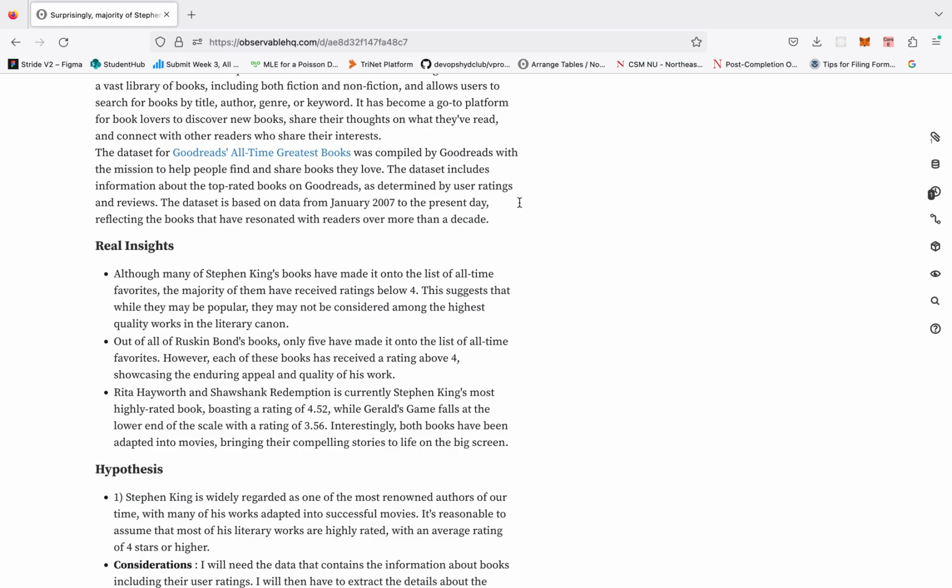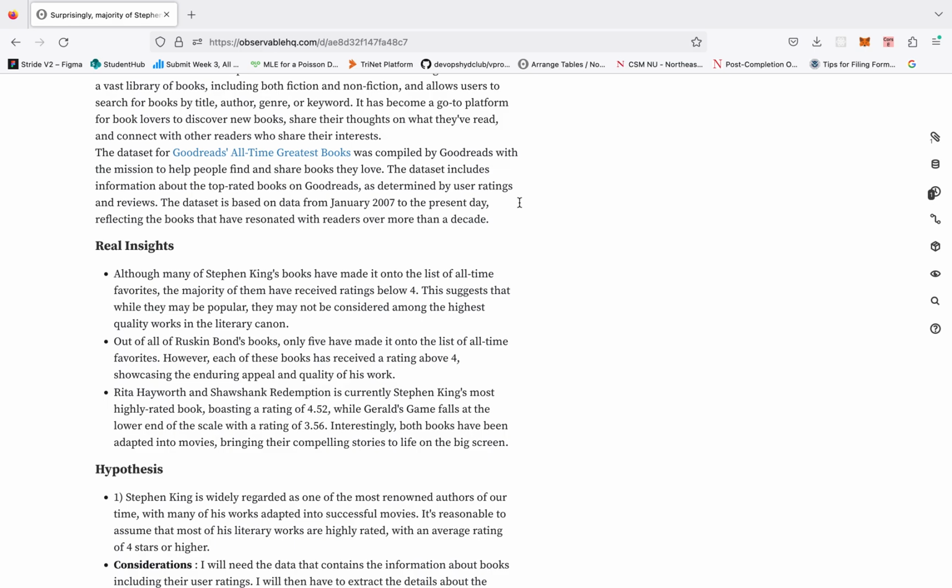So my first real insight was that although many of Stephen King's books have made it onto the list of all-time favorites, the majority of them have received a rating below 4. This suggests that while they may be popular, they may not be considered among the highest quality works in the literary canon.